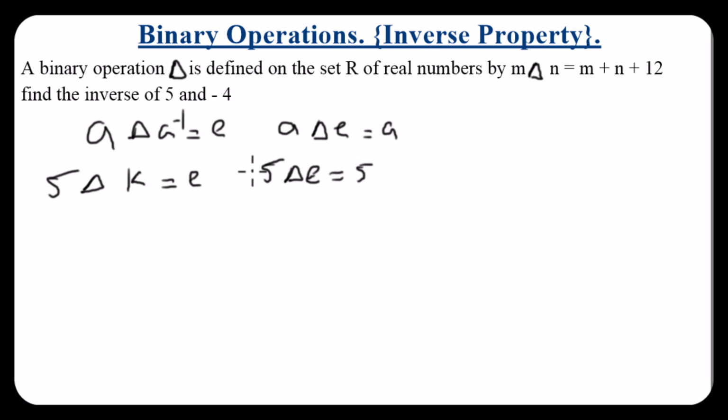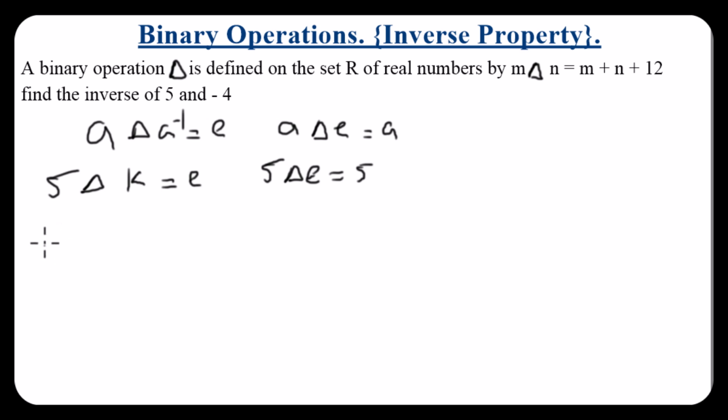Of course, since we don't know what the identity element is, let's try and find the identity element first, and then after finding the identity element, we can find the value of k, which is the inverse of this number here. So without wasting much time, let's do that. Anywhere we see m delta n or 5 delta e, we want to write it in this way. So you can see my m becomes 5, and then my n becomes e.